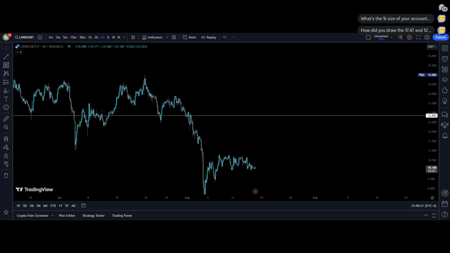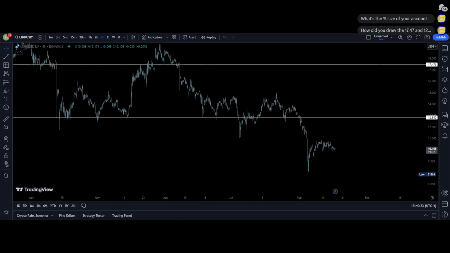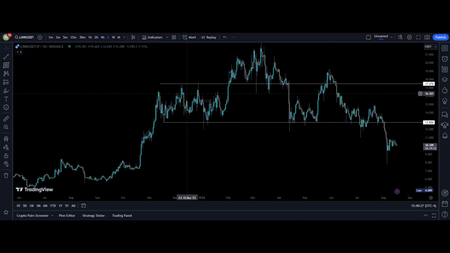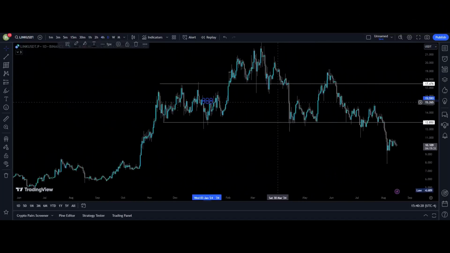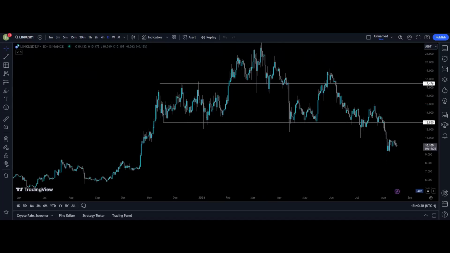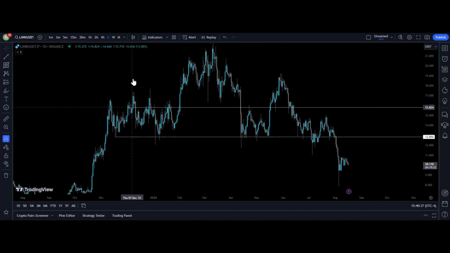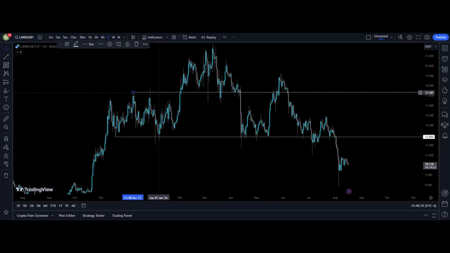How did it roll 17.4 this range? Okay. Makes sense now. Okay, this should not be here. This should be at this level. Right. 17%.